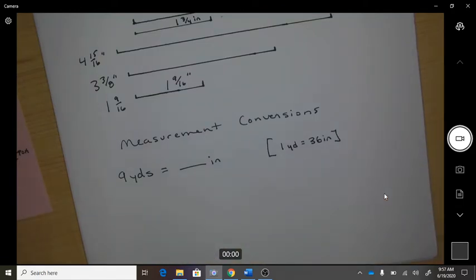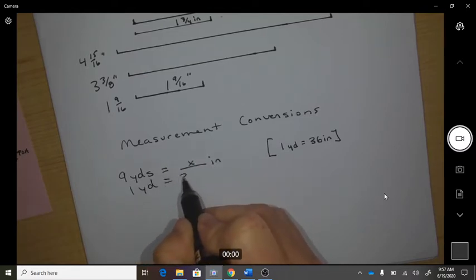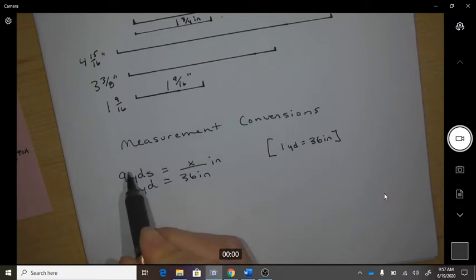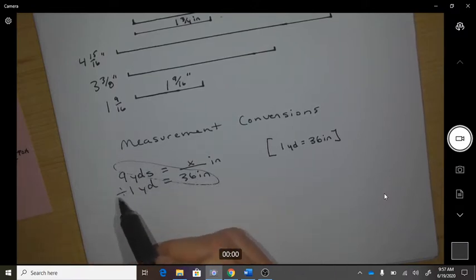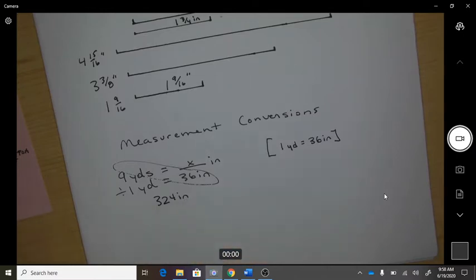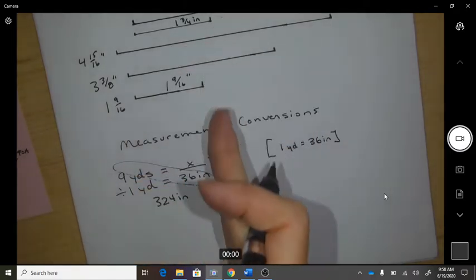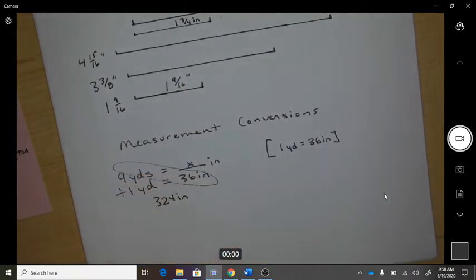So I can show you a few ways. You could pick which method you want. The first way would be just making ratios and then cross multiplying. So 9 yards equals so many inches when I know 1 yard equals 36 inches. So then to solve this, I would cross multiply. And so I would just have to multiply 9 times 36 and get 324 inches. But when you do that, you have to make sure the yards are lined up here, the inches are lined up here. So you can't flip the sides around.